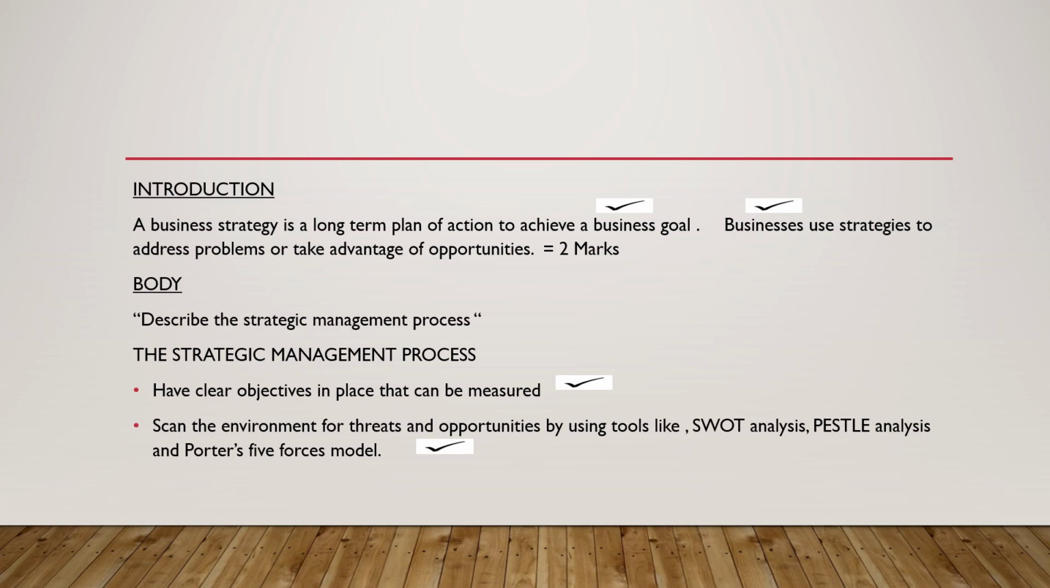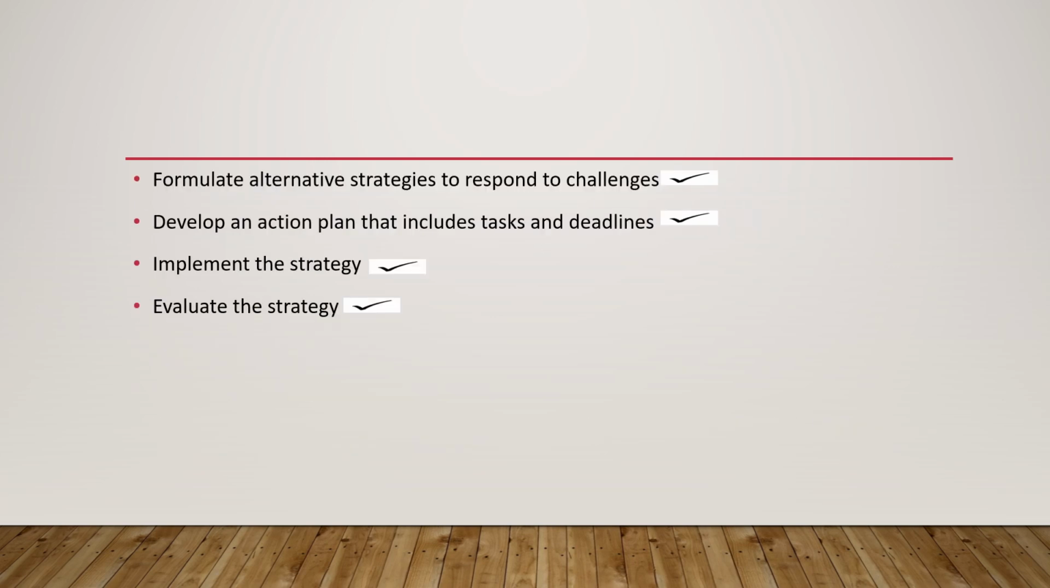To me, those are examples. So I already have an example in here. I hope you guys can already see what I mean when I'm talking about examples. Let's go forward. We will see if we can get more examples. And then we say formulate alternative strategies, develop an action plan, implement the strategy, and evaluate the strategy.